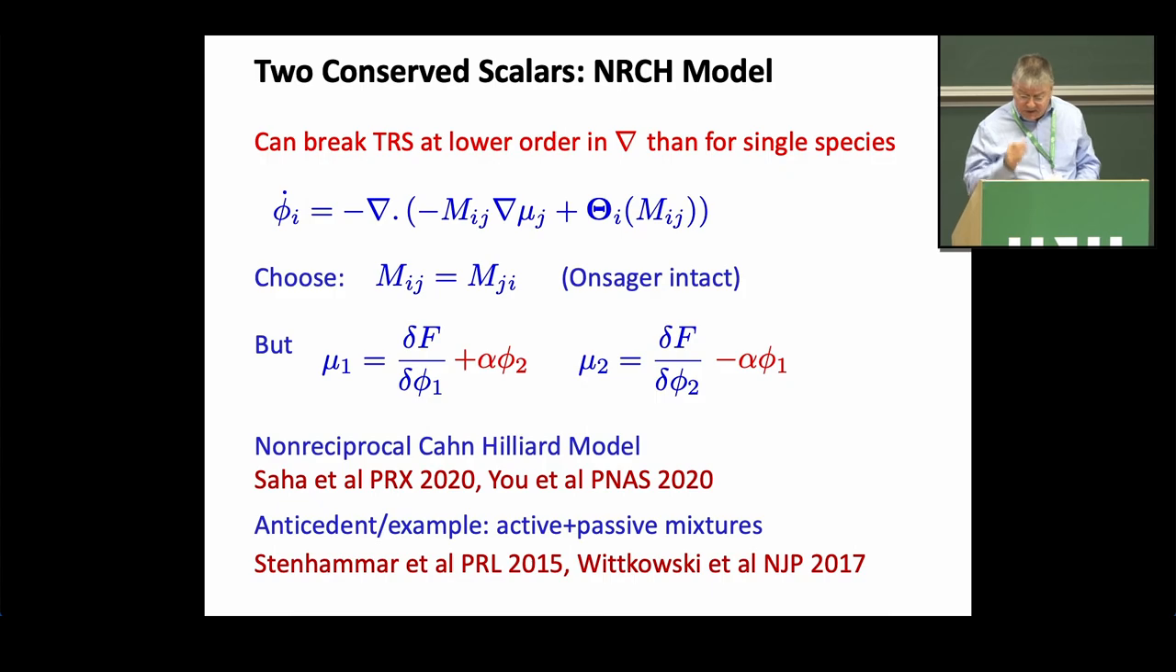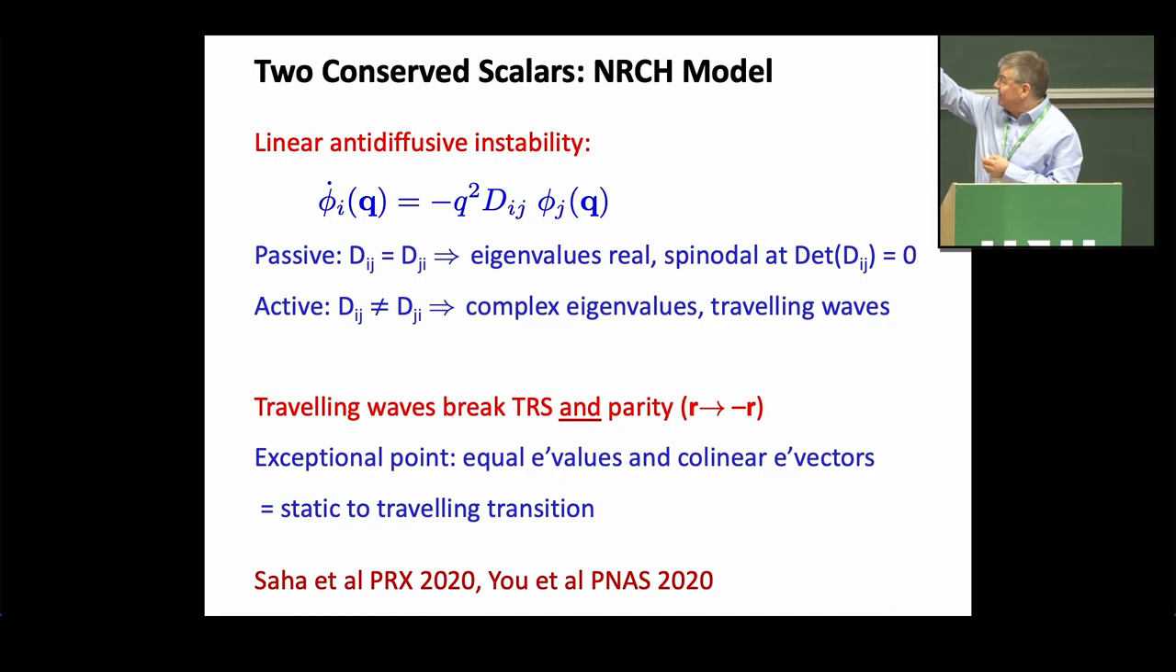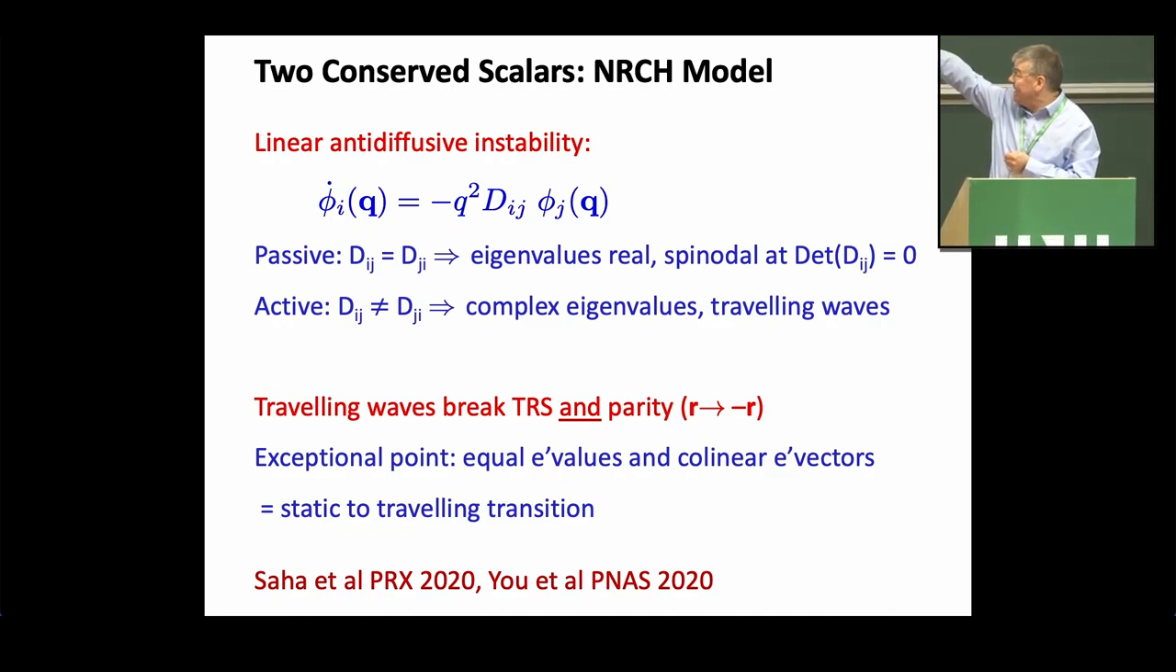Let me just say this: the same kind of structure emerges when I have active and passive mixtures. The reason is that by the time I've linearized this, all I care about is a diffusion matrix Dij. If that's passive, it's symmetric, so it has real eigenvalues and it has a spinodal where the first eigenvalue goes negative. So that's the spinodal instability. If it's active, it is not symmetric in general, so it can have complex eigenvalues.